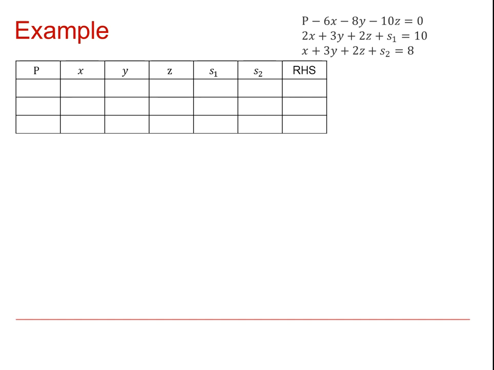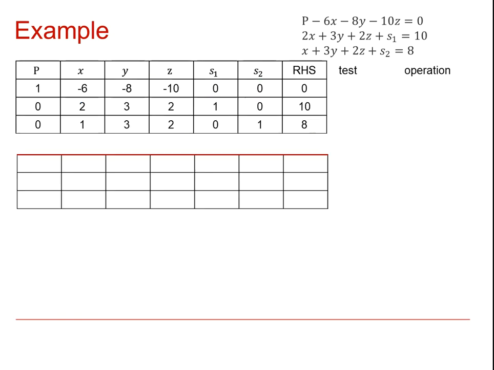The values are simply the coefficients of each of our equations. So the top row is the objective function, which has got 1, minus 6, minus 8, minus 10, 0, 0, and the right-hand side, 0. The second one will be 0p, 2x, 3y, 2z, 1s1, 0, and then a value of 10 on the right hand side. And the final row, 0, 1, 3, 2, 0, 1, and 8. So this is our initial tableau showing the position at the origin.